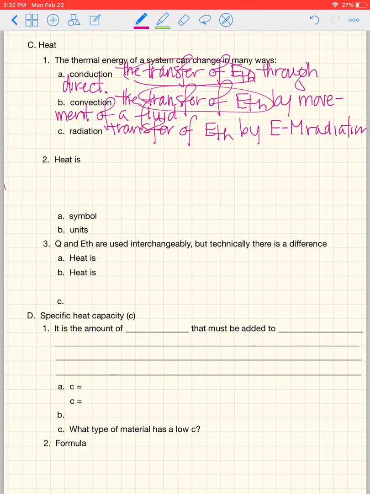By definition, you're going to notice that these all have one thing in common. Transfer of thermal energy, transfer of thermal energy, transfer of thermal energy. Heat is energy transferred, or thermal energy transferred to or from an object. And I'm going to make it E thermal again. Transferred to or from an object.